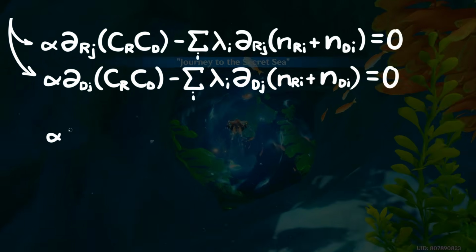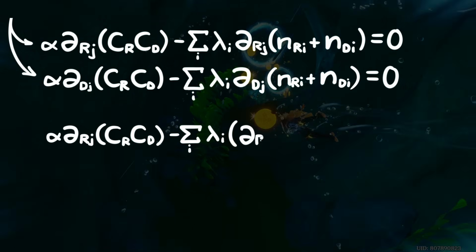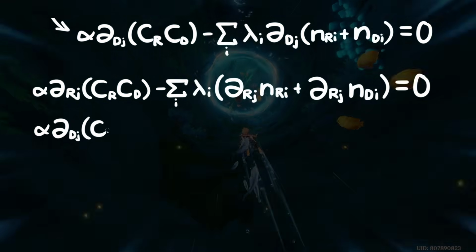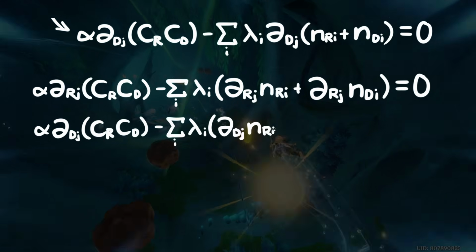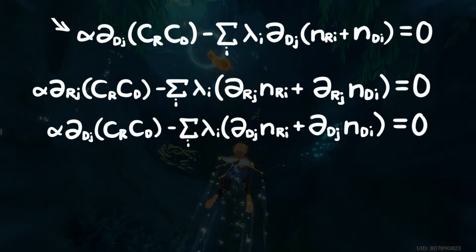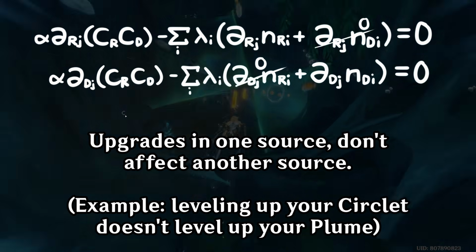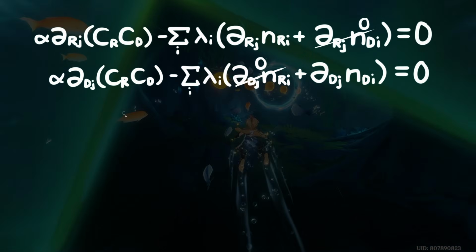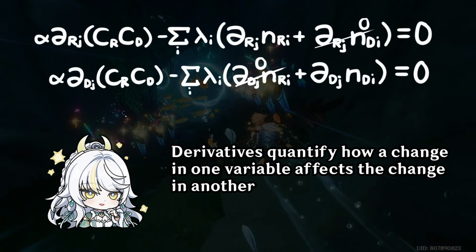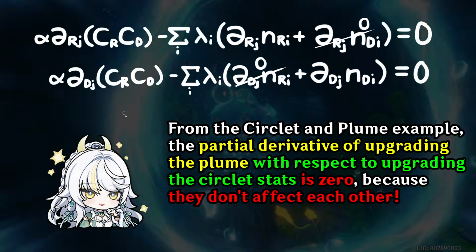Let's focus on the second term in these equations first. We can distribute the partial derivatives to each multiplication factor. Now, we assume that sources are independent, meaning that an upgrade in one source doesn't affect another. Recall that derivatives describe how the change in one variable affects the change in another. So, when there's no change in the output, that derivative is 0.